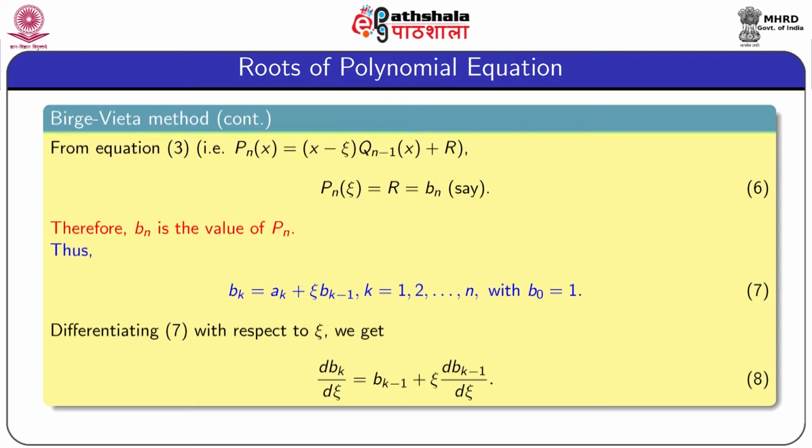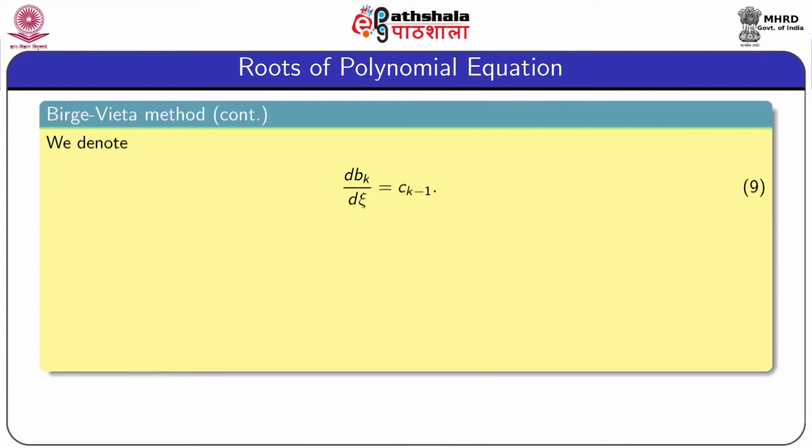Now, for simplicity, we differentiate equation 7 with respect to xi. Therefore, we obtain dbk/dxi equal to b_{k-1} plus xi times db_{k-1}/dxi. Note that ak is a constant term because ak is given with the given polynomial Pn(x). So, the derivative of ak with respect to xi is 0. Now, to simplify equation 8, we use this notation: dbk/dxi equal to c_{k-1}. Then the above recurrence relation reduces to c_{k-1} equal to b_{k-1} plus xi c_{k-2}.